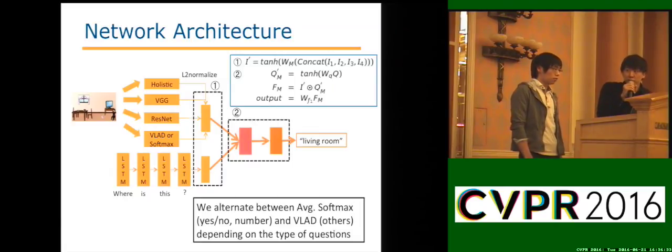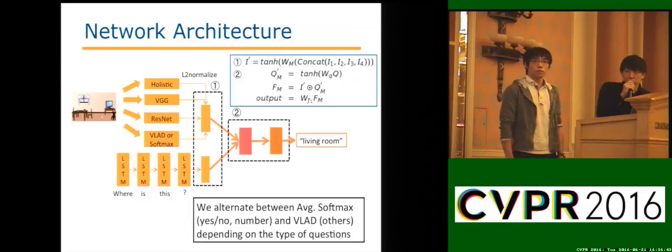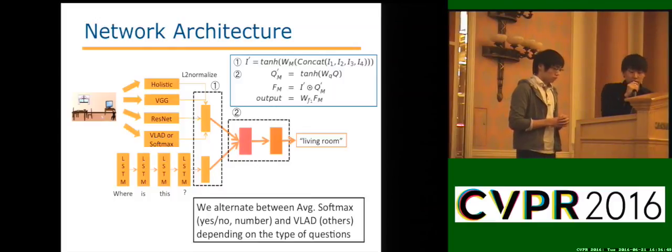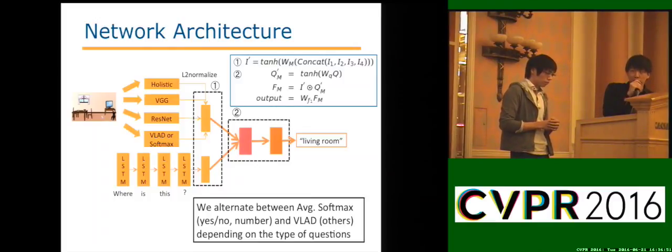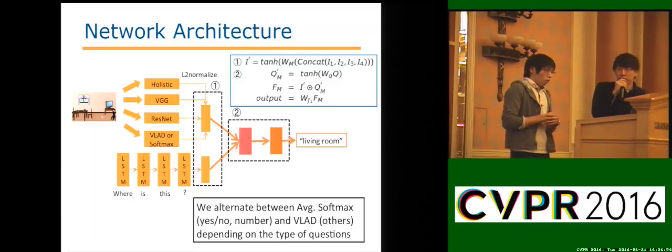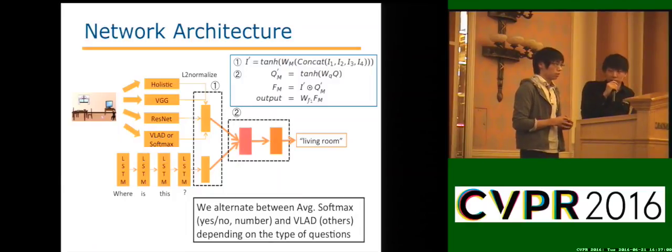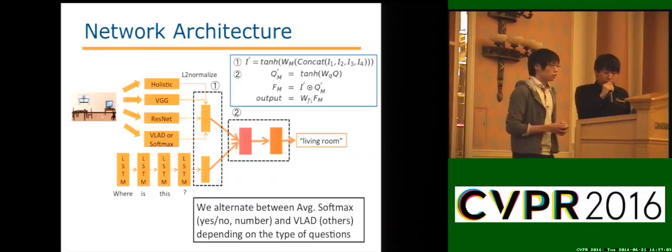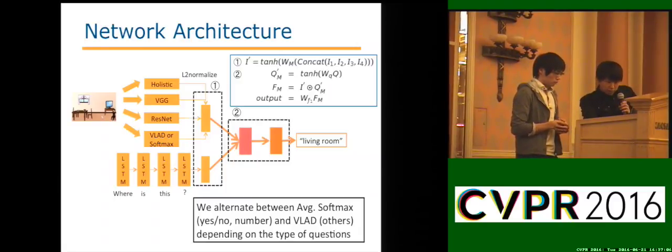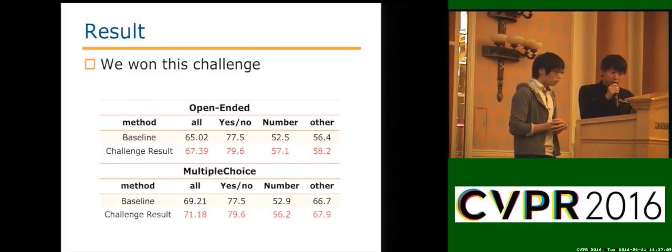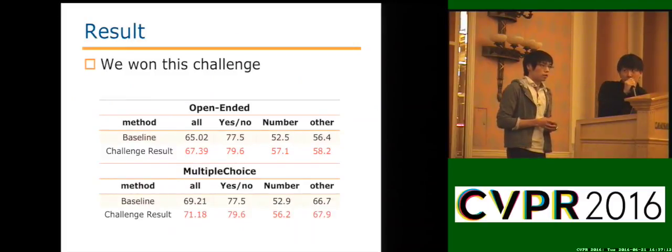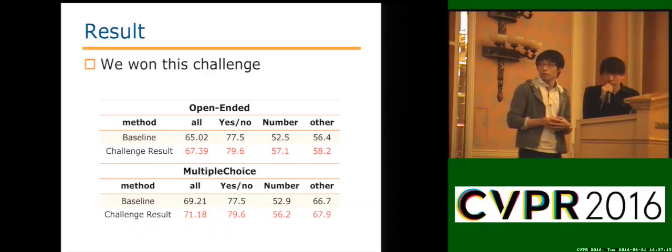But then we alternate between average softmax and bullet coding depending on the type of questions. It turned out that average softmax works better on yes or no questions and number questions, and bullet coding works better on the others category. So, for example, if the question contains phrases like how many or what is the number of, then it's obviously a number question. So we apply softmax instead of bullet coding, and so forth for other categories. Using this approach, we were able to outperform the baseline by approximately 2 points on average in both categories.